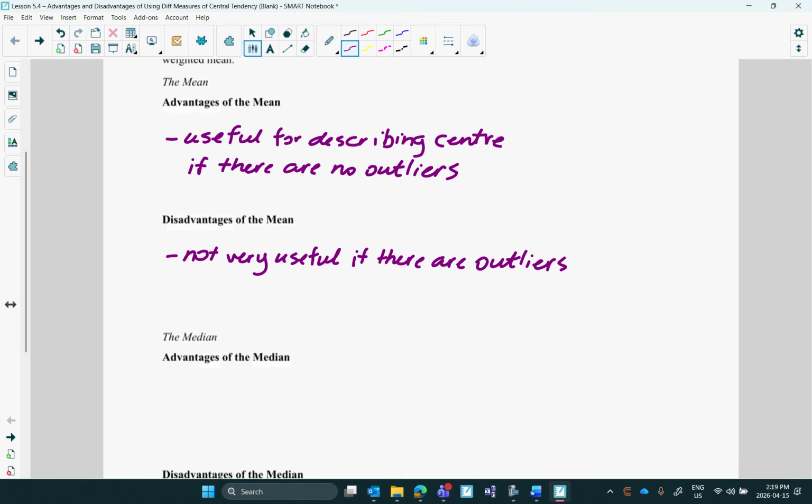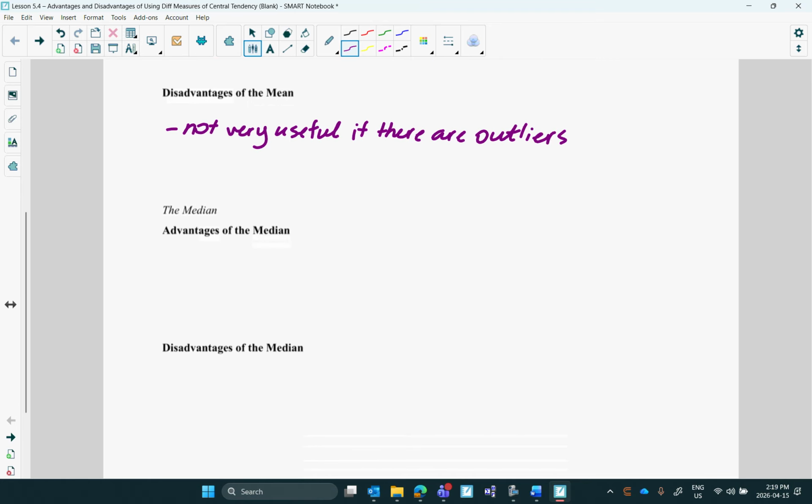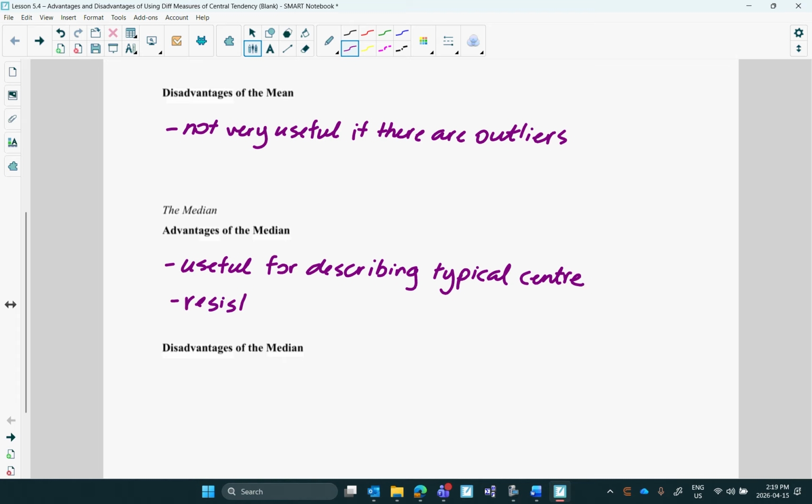For the median, useful for describing typical center. The main reason for that is it's resistant to outliers. Meaning outliers won't affect the median very much.